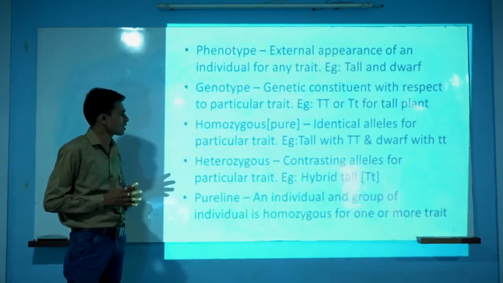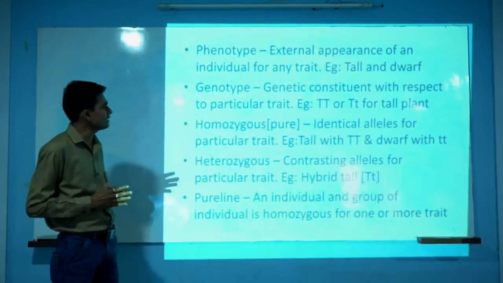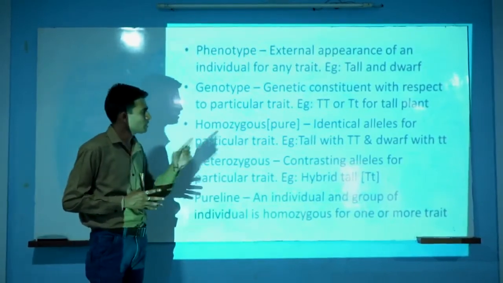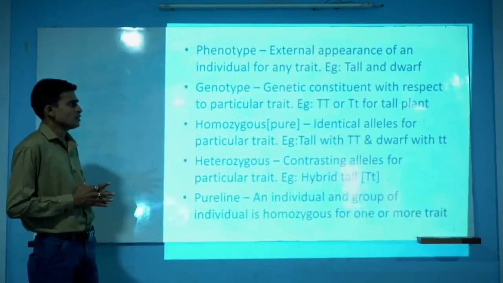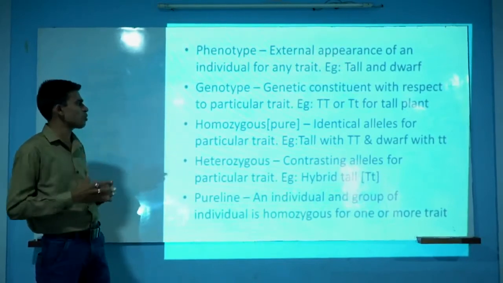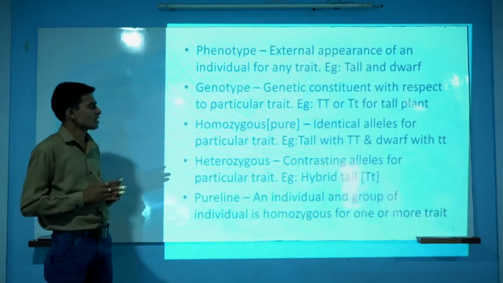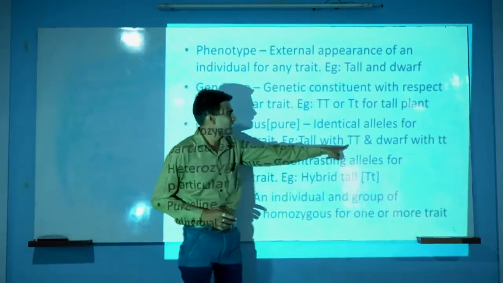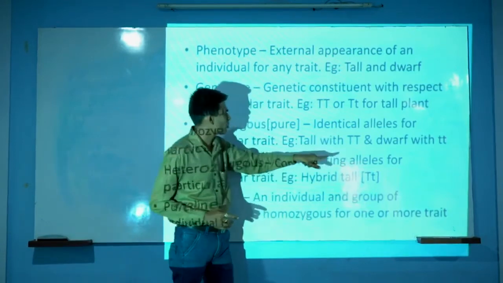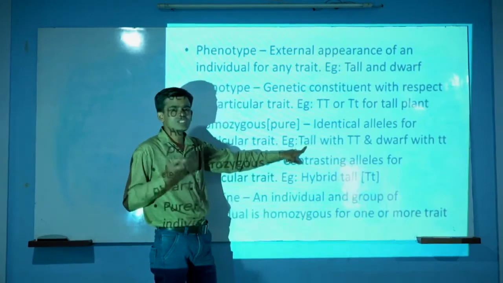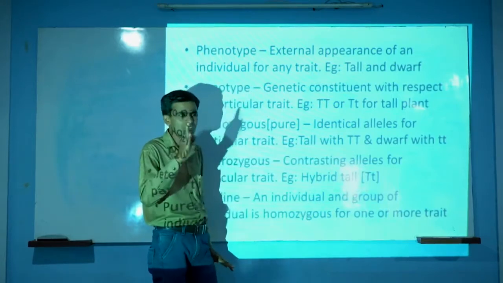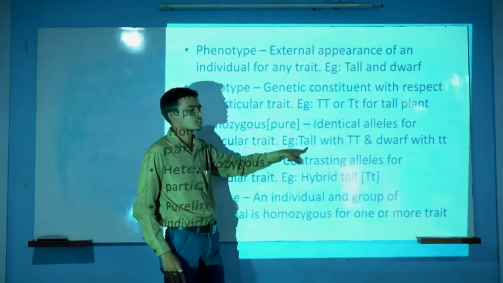Next one, homozygous or pure plant: identical alleles for a particular trait, for example tall with capital T capital T, dwarf with small t small t. Here, identical means similar. Similar alleles are responsible for the expression of the characteristic. Here both alleles are capital T, similar alleles, and these similar alleles are responsible for the expression of tallness. So a pure plant means the same alleles, the same genetic constitution, the same factor is responsible for the expression of the character.